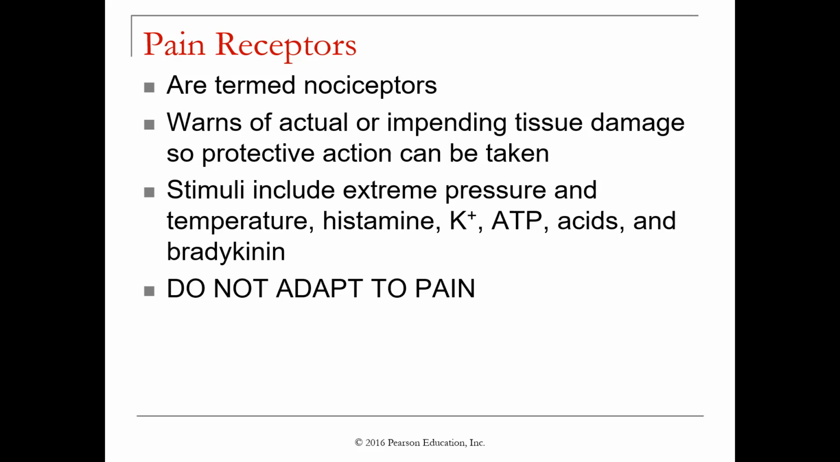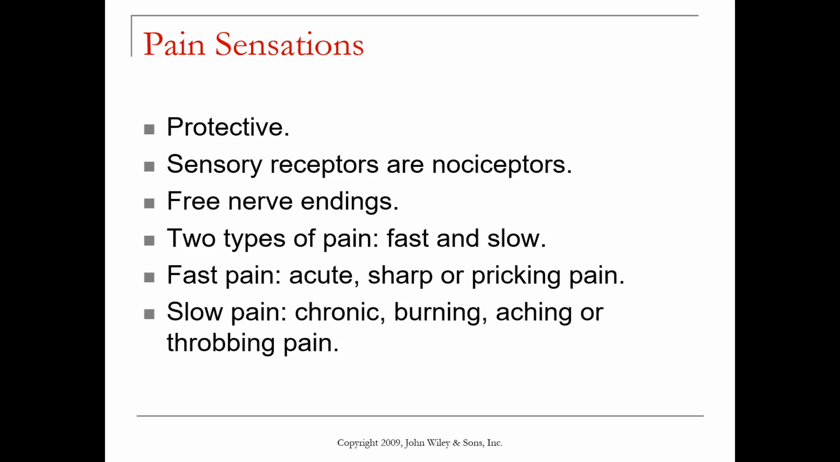Those kinds of receptors adapt to stimulus. We adapt to the feeling of our clothes on our bodies. We don't pay attention to the pressure of our clothing on our skin. We adapt to it, but we don't adapt to pain. We don't adapt to any kind of pain stimulus, because pain is our body's way of warning us that something is hurting, something is going on that's bad, so we don't adapt to pain. Pain is protective in that sense.